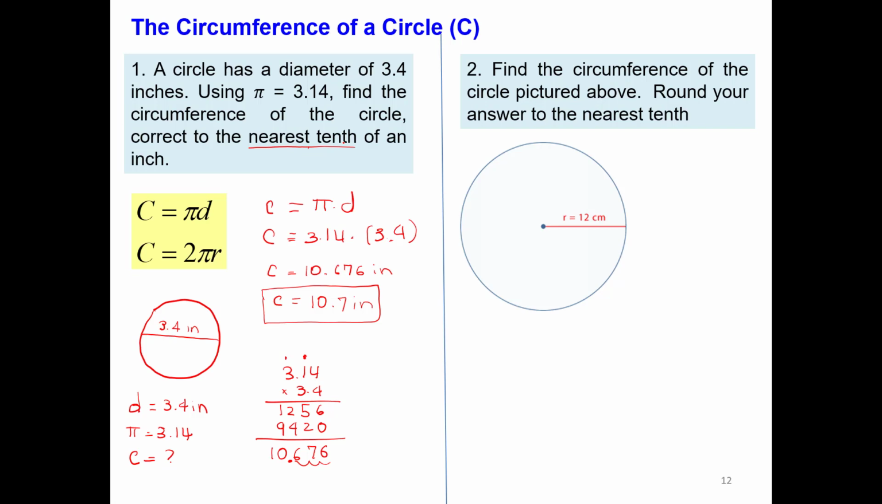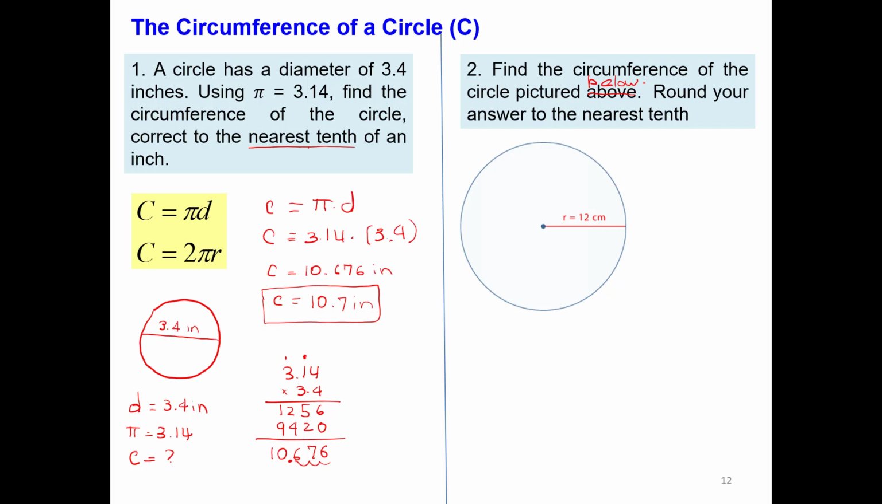Then let's now solve the next problem. We want to find the circumference of the circle pictured below. Sorry, it's below. Here it should be below. Round your answer to the nearest tenth. Okay, here should be a little bit right here. Should be below.